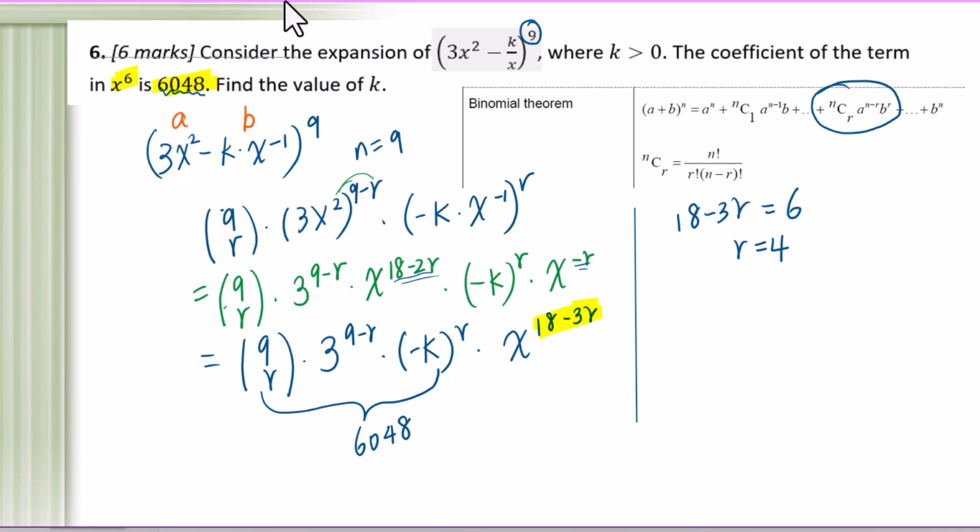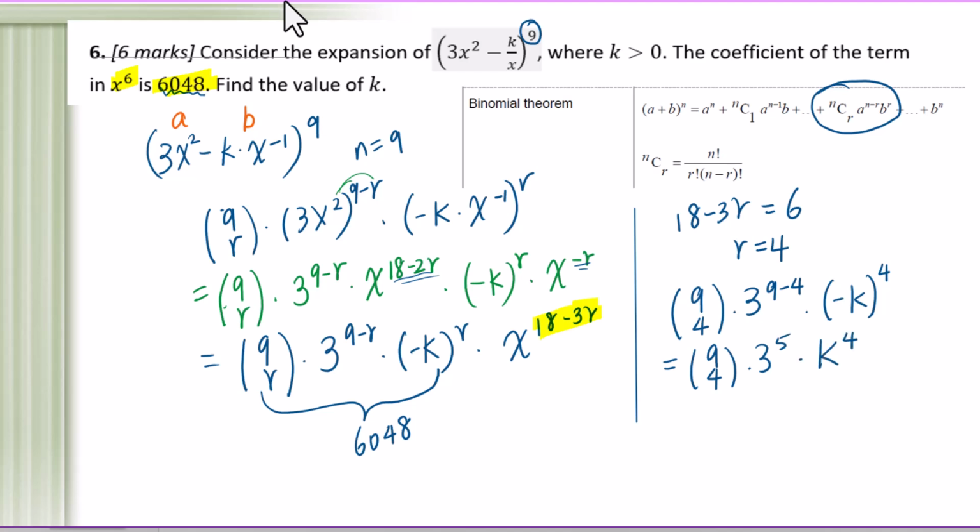So this coefficient is 6048. Now we plug r equals 4 into the coefficient: 9 choose 4 times 3 to the 9 minus 4th power times negative k to the 4th power. Simplify: 9 choose 4 times 3 to the 5th power times k to the 4th power equals 6048.